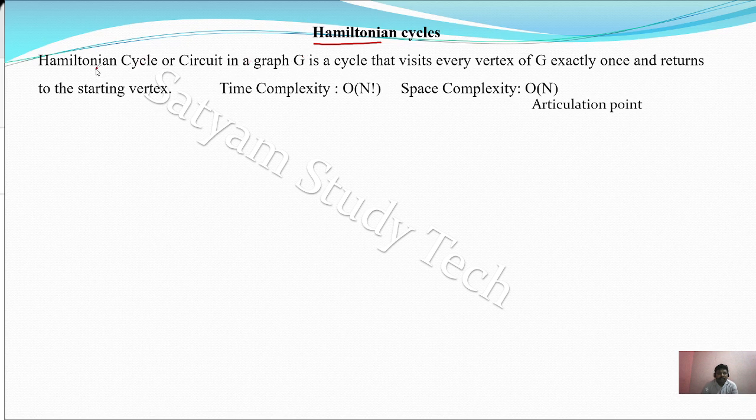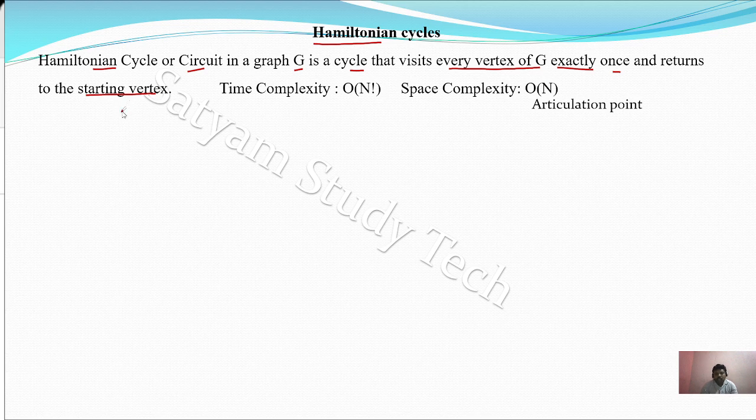So what is meant by a Hamiltonian cycle or circuit? In a graph G, it is a cycle that visits every vertex of G exactly once and returns to the starting vertex. This is the same as TSP, the traveling salesperson problem. In the traveling salesperson problem you take the edge cost, but here you cannot take the edge cost. That is the only difference.